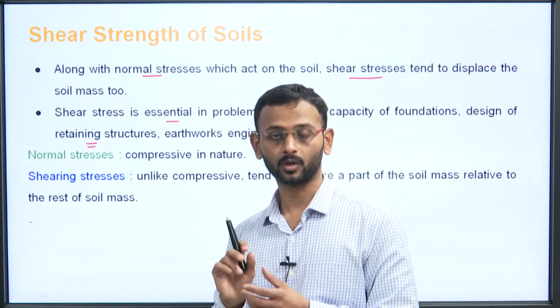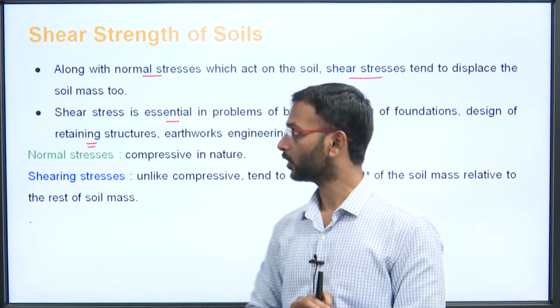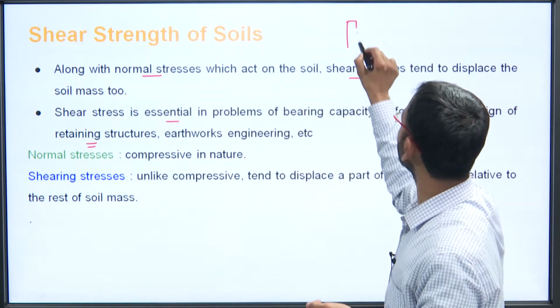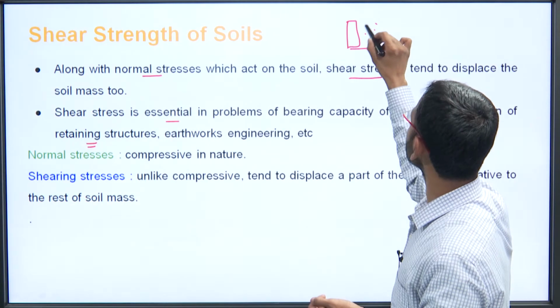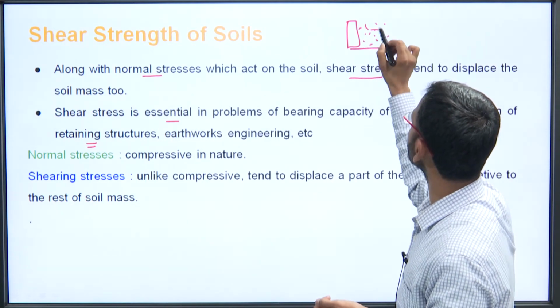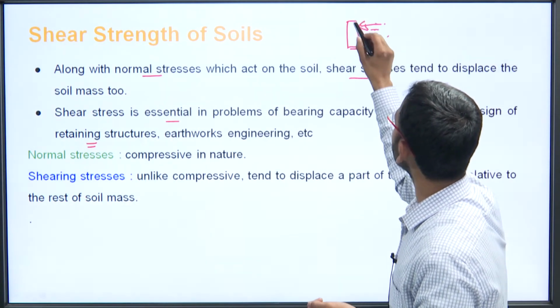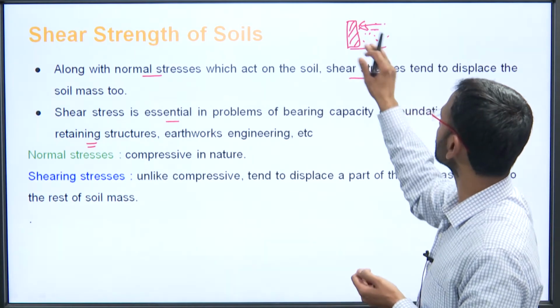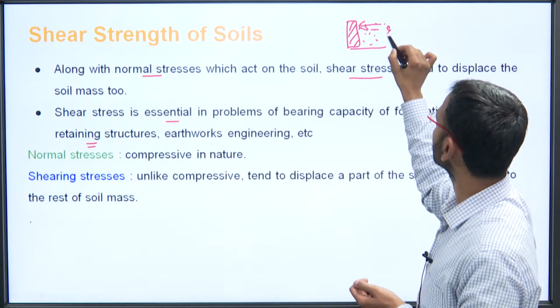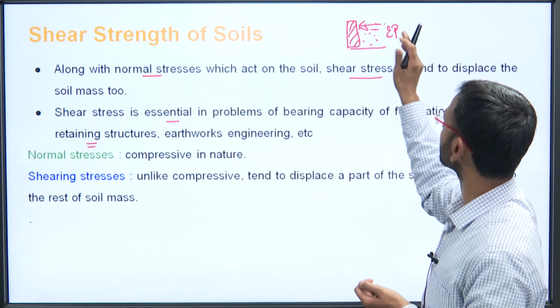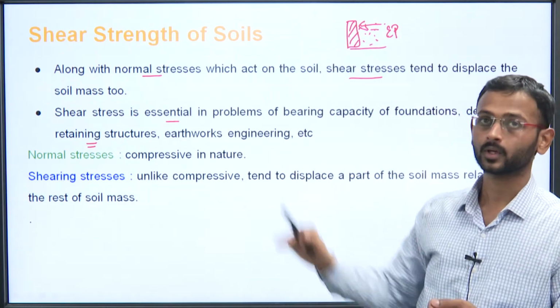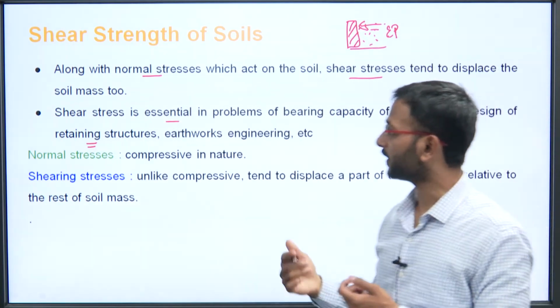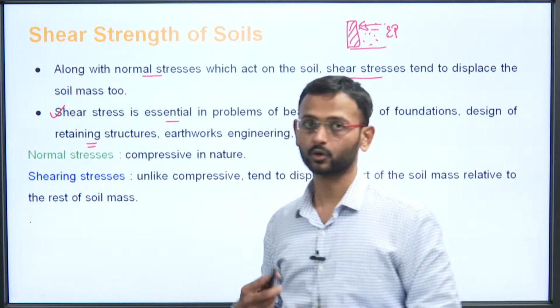Because the retaining structures will tend to pressurize the wall. Alright, let us say this is the wall of the retaining structure and the soil mass is at this region. Now this soil will try to displace this wall here, because it will be under some earth pressure, and in those cases the shear stress is required.